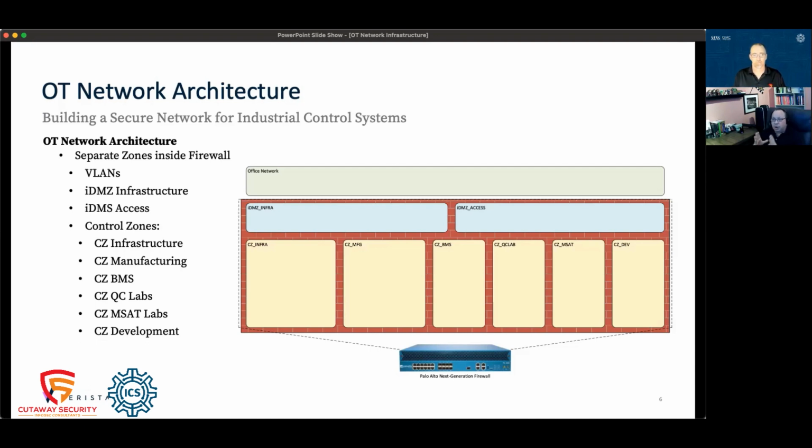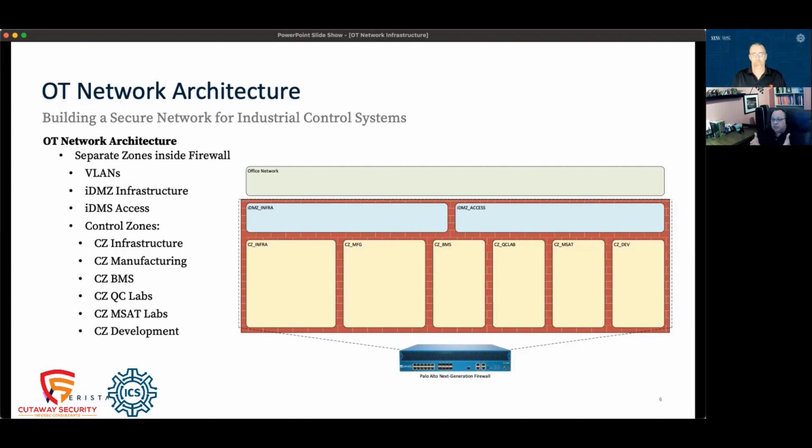Then we had some quality control labs. And because of the FDA restrictions, we had to keep that separate. And then we had these MSAT labs. This is material sciences and technologies. And this was very closely tied into the QC labs, but none of it's GMP. So we separated that off into another zone. And then, of course, you see my development zone. That's my playground. That's where I like to go in and do what we want.